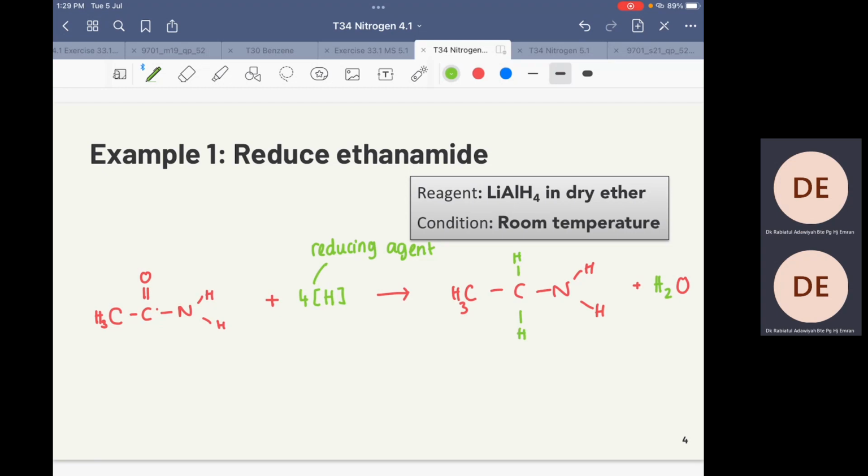Okay, so this works for any primary amide. In this case, we use ethanamide as our example, okay? So just highlight the C double bond O and notice that the NH2 group is unchanged. It stays unchanged.